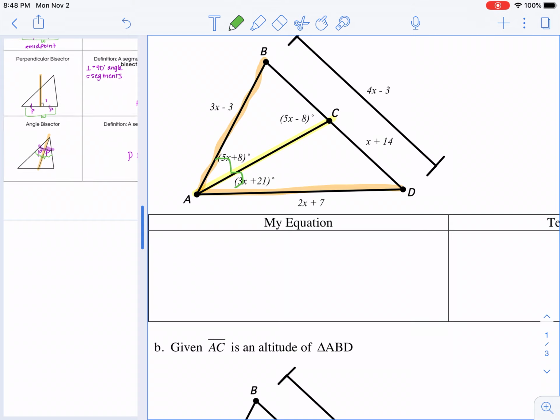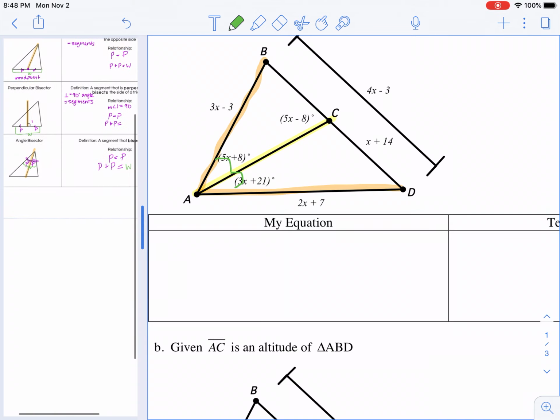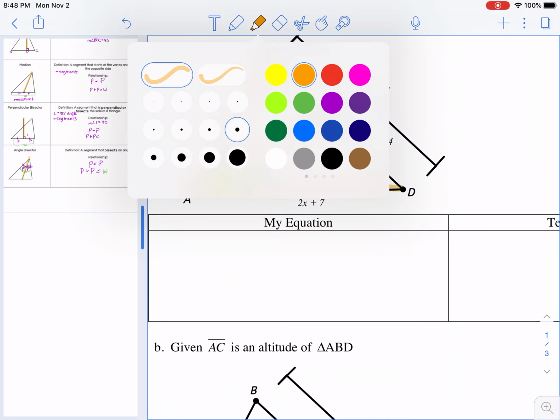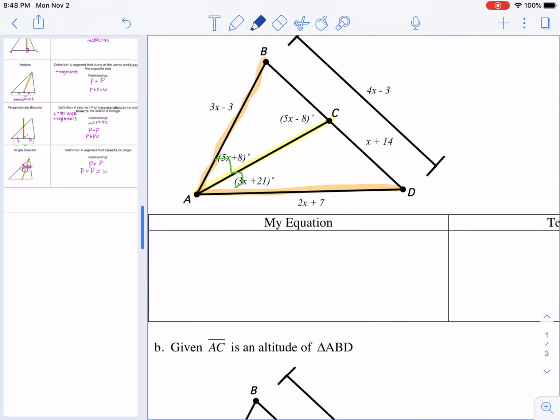So given what we used and what we marked in our diagram, I want you to mark your diagram. And I want you to pause the video and write down your equation in this box here that says my equation. It's important that you pause the video and write down your equation because we want to see what you guys set up. And then we'll go through and I'll show you what to set up. So go ahead and hit pause.